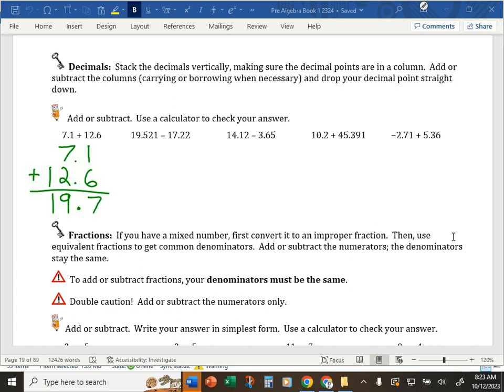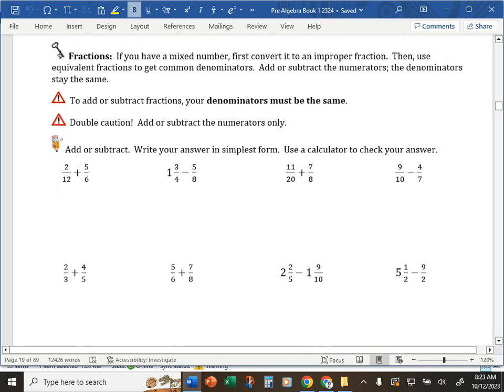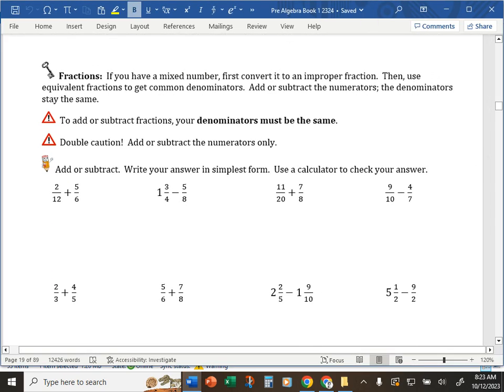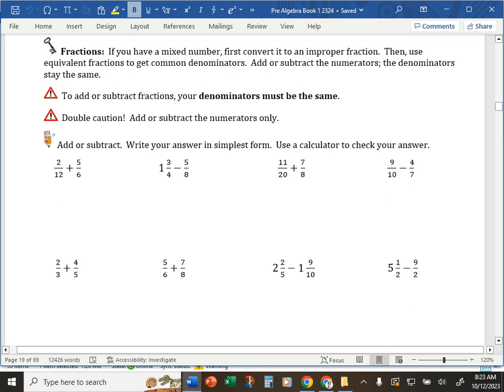Fractions. This is usually the one that gives people the heebie-jeebies because fractions have all these rules. What are the rules for addition and subtraction of fractions? James, what do you got to remember? Common denominator. You've got to have common denominators.